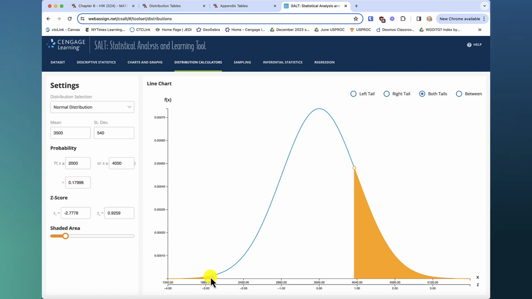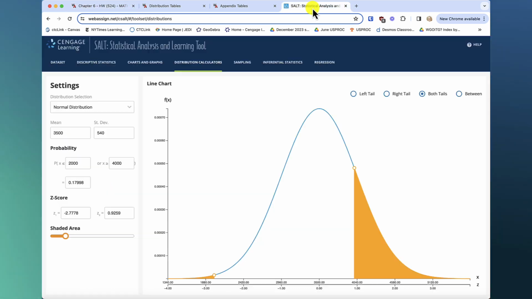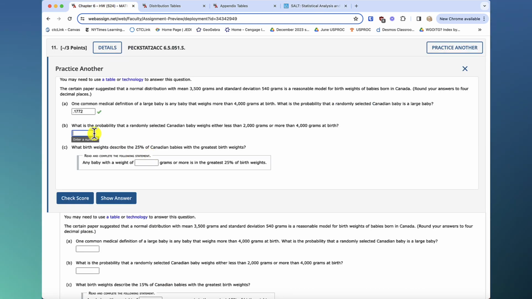It added up this tiny little area and then the bigger area to get a total of 0.17998. So about an 18% chance of being extremely low birth weight or a large baby. So it's kind of looking at extreme weights. That's what this question's asking about. So what was my answer? 0.17, and if I do some rounding, looks like 99. 0.1799.